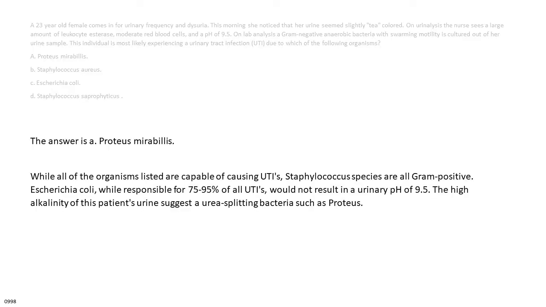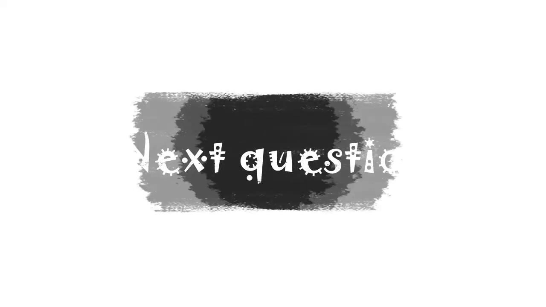The answer is A. Proteus mirabilis. While all of the organisms listed are capable of causing UTIs, Staphylococcus species are all gram-positive. Escherichia coli, while responsible for 75 to 95% of all UTIs, would not result in a urinary pH of 9.5. The high alkalinity of this patient's urine suggests a urea-splitting bacteria such as Proteus.